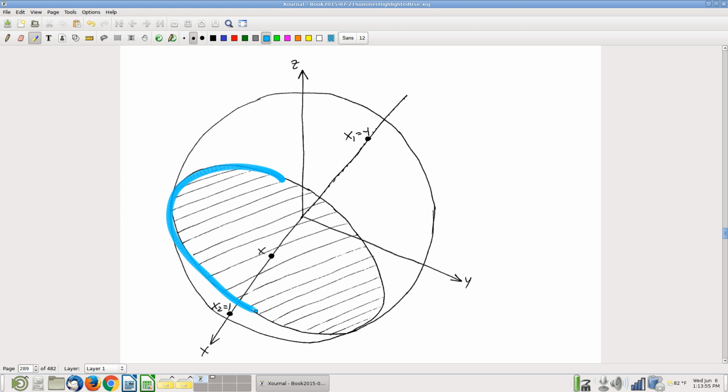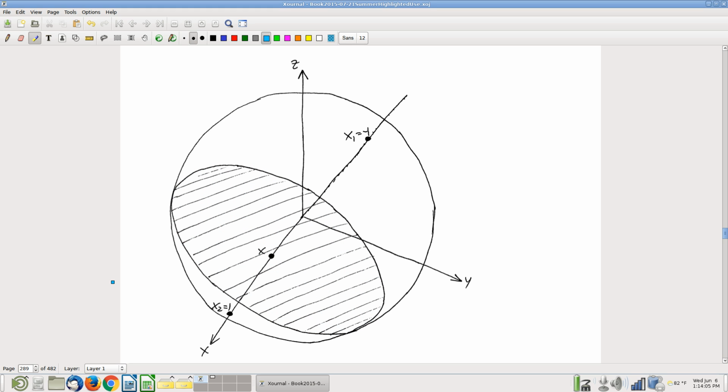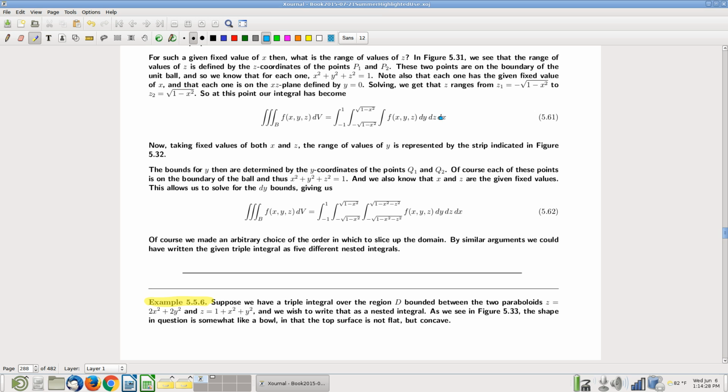This is what our cross sections look like, perpendicular to the x-axis. And think about how many different cross sections there are. The first one is back there. This is a ball of radius 1, so that's where x is -1. Last one is over here. x is +1. Pretty straightforward to see that x bounds are -1 to 1. Everybody good? Okay, so x goes from -1 to 1.